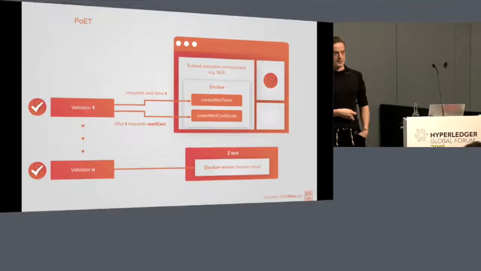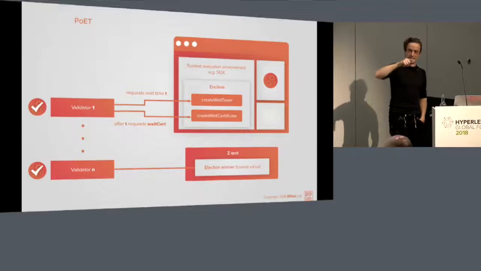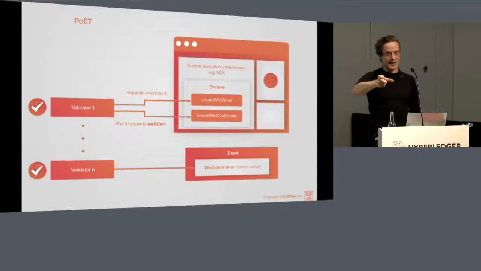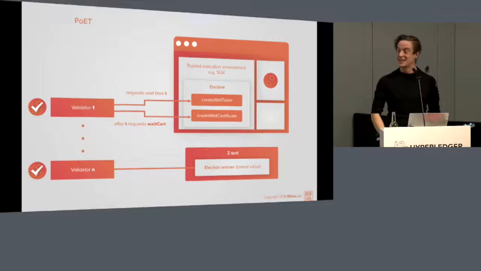So just if you didn't hear, SGX allows for remote attestation, where other machines can verify that the wait time script was executed in that environment. It's basically a validation mechanism. And there are other mechanisms that enable this, but this is obviously a neat way, and it's also a neat way to tie into SGX. There are other ways of achieving this.